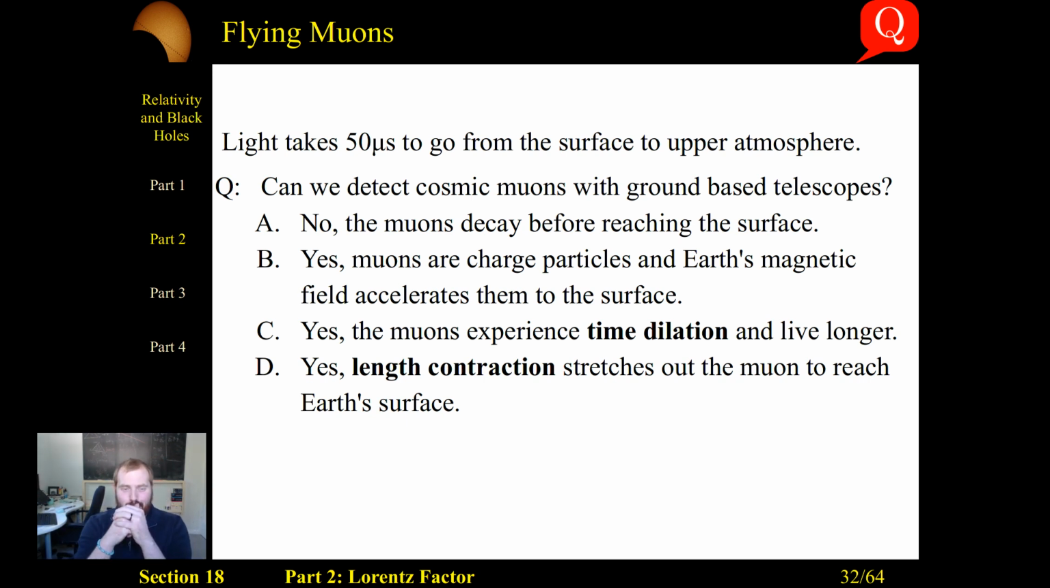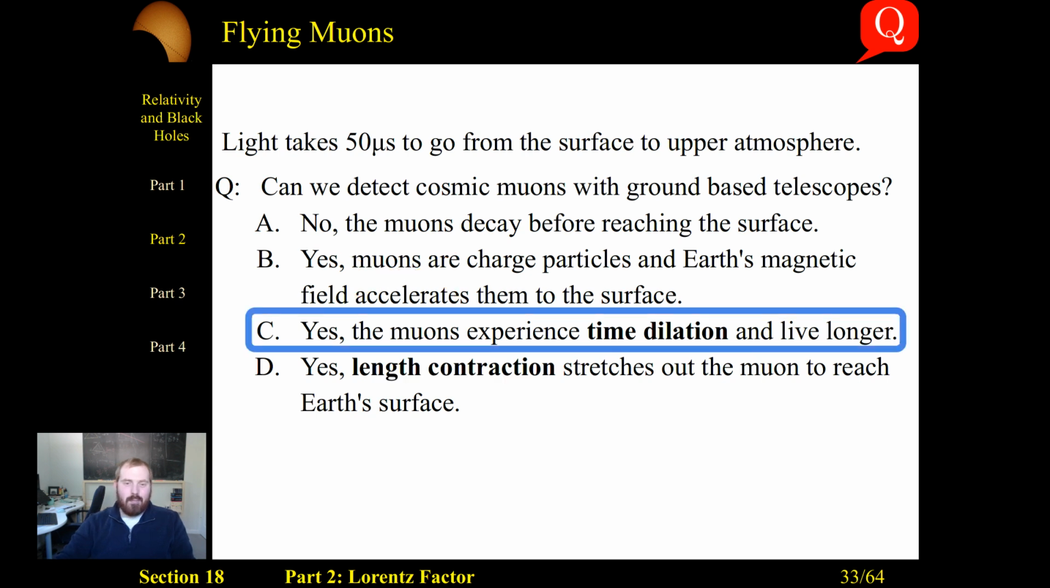So, I will say, yes, the muon is a charged particle, but Earth's magnetic field is not going to be able to accelerate these things. You can't go faster than light. So that makes no sense. There's still the possibility that they decay in time. But we also have these relativistic concepts of time dilation and length contraction.